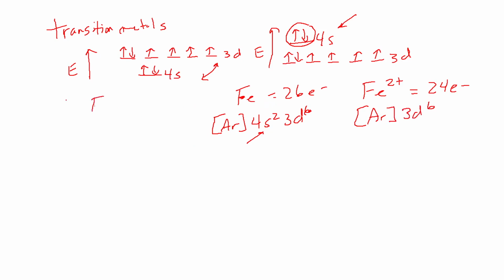Now, what happens if iron actually had a +3 charge? Well, it would then have 23 electrons. What's going to happen in that case? It is still going to get rid of these guys first, but that's only 2 electrons. Then it needs to go into the d orbitals and get rid of an electron, giving us argon 3d5, as it then takes an electron out of there.